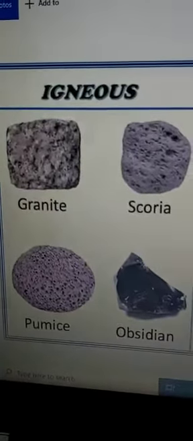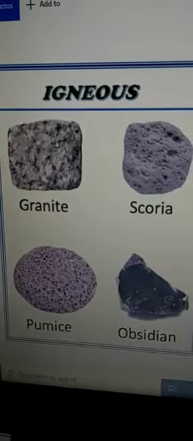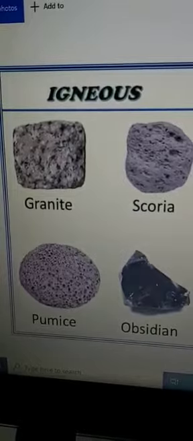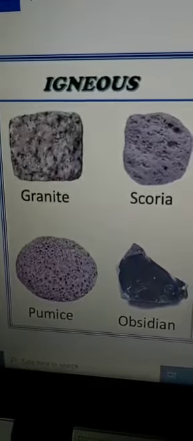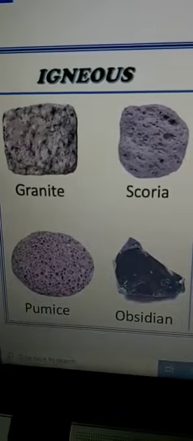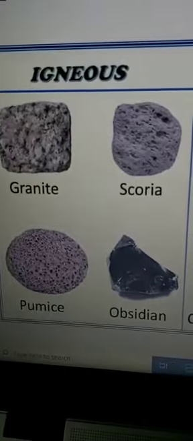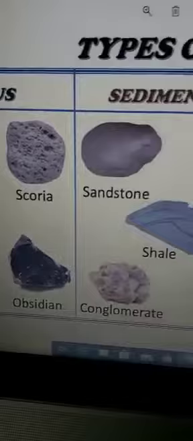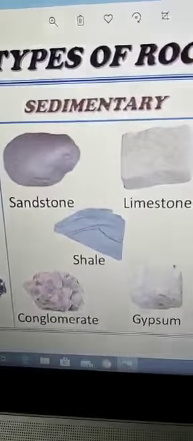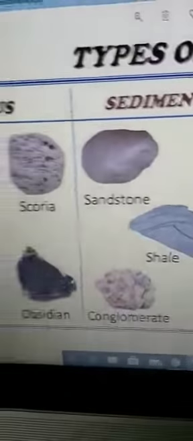Since the igneous rocks were the first to be formed, they are called primary rocks. This rock was first formed. They were the first ones to be formed. That is why these rocks are called the primary rocks, children. And then comes, children, classification and characteristics of igneous rocks.